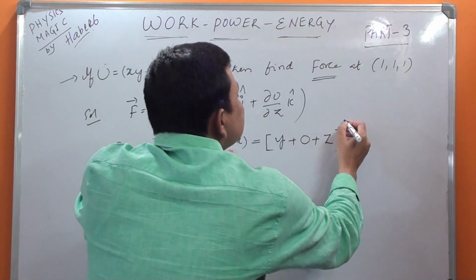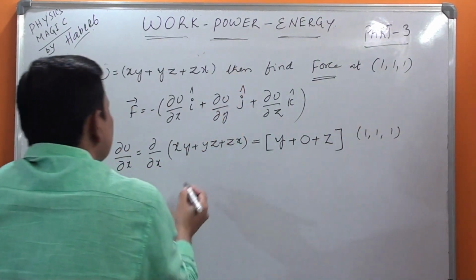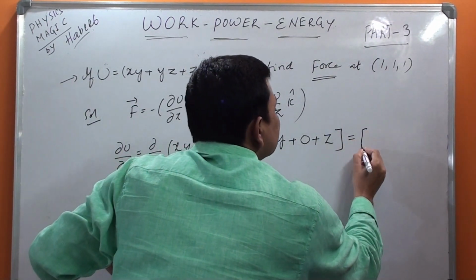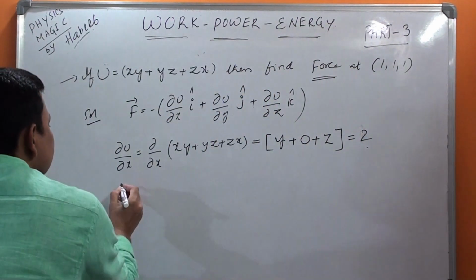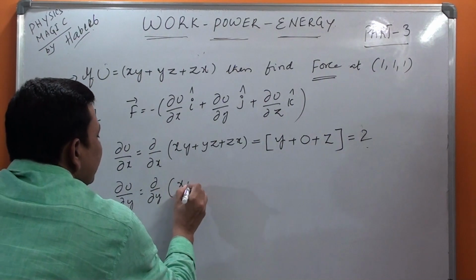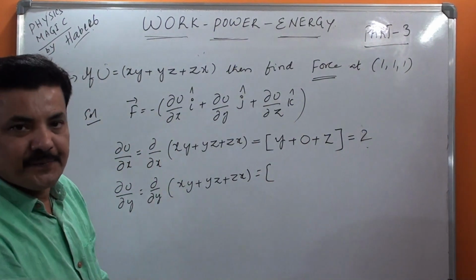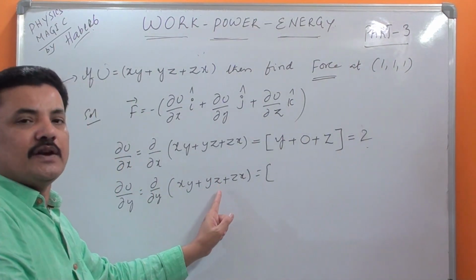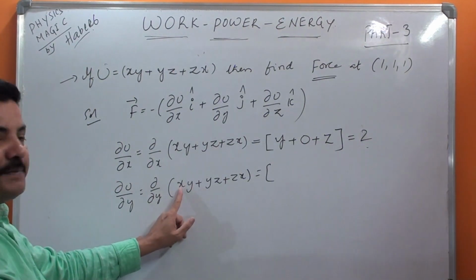But you know that here it is at (1, 1, 1), so x value is 1, y value is 1, z value is 1. Substituting directly, we get 1 plus 0 plus 1, which is nothing but 2. Similarly, dou U by dou y: dou by dou y of xy plus yz plus zx. If you have little confusion, you will get clarity here. Here the y term is there, so it will be valid.